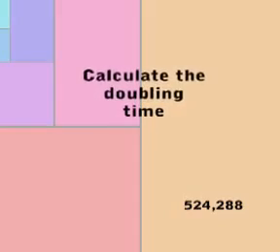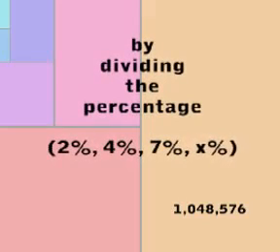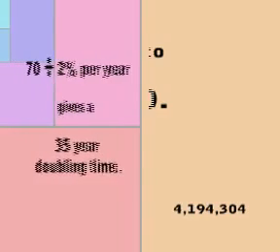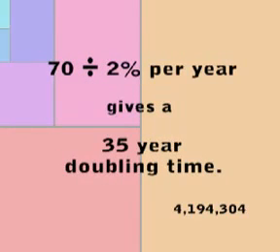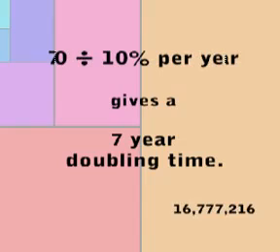You can calculate the doubling time simply by dividing the percentage growth rate, 2%, 4%, 7%, or X percent, into 70. 70 divided by 2% per year, for example, gives a 35-year doubling time. 70 divided by 7% per year gives a 10-year doubling time. 70 divided by 10% per year gives a 7-year doubling time.